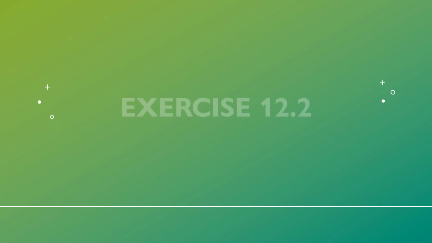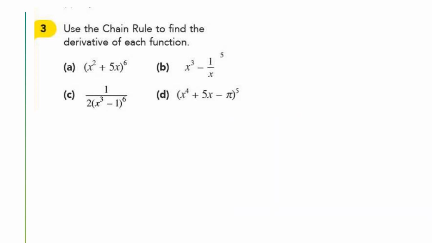Okay, let's move on to solving some questions from exercise 12.2. Alright, so for question 3, we are asked to use the chain rule. Okay, so what is the chain rule? I'm just going to show you the shortcuts to using the chain rule. Supposing you are asked to differentiate the bracket ax plus b to the power n. Alright, so the chain rule works this way.